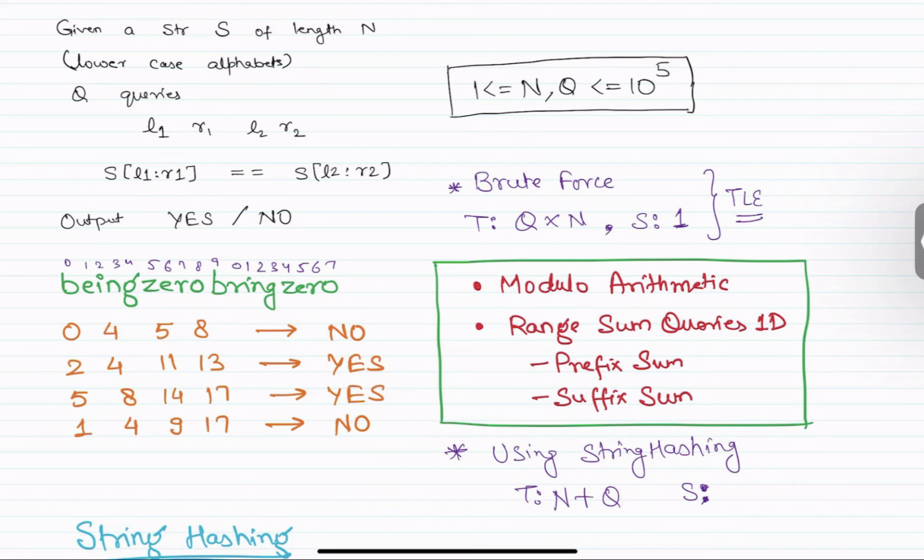Okay. Space is how much? We are storing the powers in an array, and also prefix hashes. So we will get order of n. Can I say n for the PP array, n for the PH array? Yes, sir. Okay, so we have a solution with time big O of n plus q and space big O of n. Will this get accepted? Yes, sir. Awesome. Then we are good.